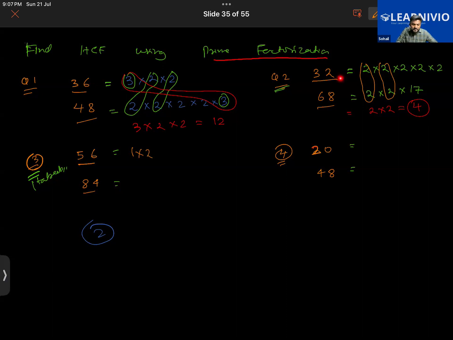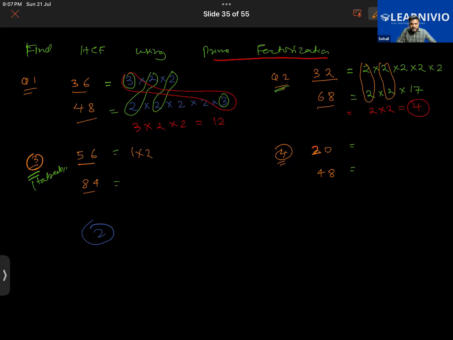See, let me clear this point. Both of you, listen carefully. Whenever you do prime factorization of a number, make sure that you cross check it also. Like here, I have written the prime factorization of 32 like this: 2 times 2 times 2 times 2 times 2. When I multiply 2 five times, it gives me 32. When I multiply 2 with 2, that is 4, and 4 with 17, that is 68. So you can check in that manner whether you are doing it correctly or not.